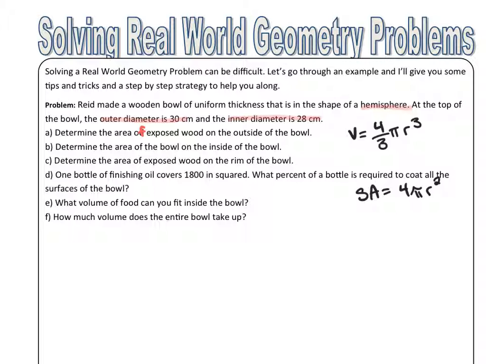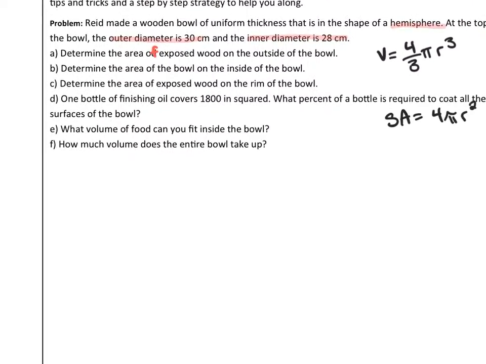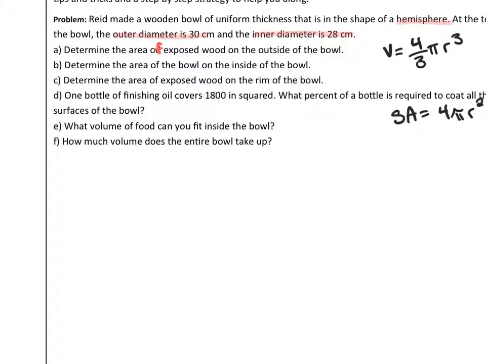Because we're doing half a sphere, whatever our answers are, we're going to divide by two. You can do that in the formula or we can do that at the end. I'm probably just going to do that at the very end. So let's start with A. We're going to determine the area of the wood on the outside of the bowl.